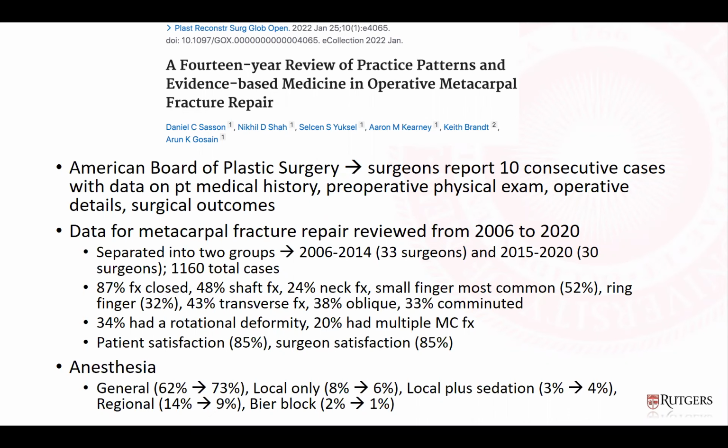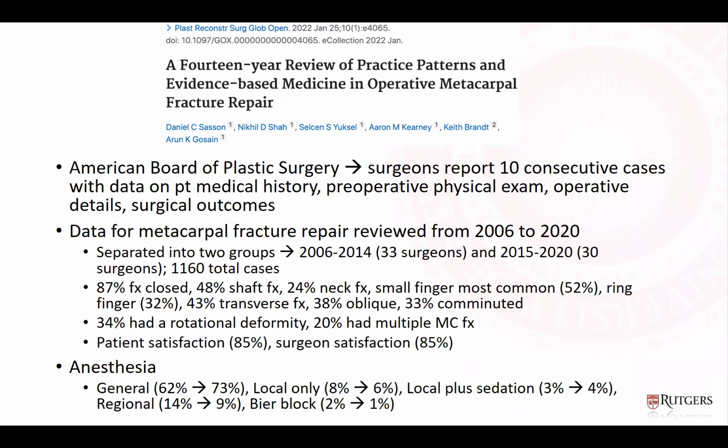They were separated into two groups, 2006 to 2014 and 2015 to 2020. There were 1,160 total cases. 87% of them were closed, 48% were shaft fractures, 24% were neck fractures, with the small finger being most common, followed by the ring finger. There was a pretty good range of transverse, oblique, and comminuted fractures. 34% of these, and these were all operative, had a rotational deformity, with 20% having multiple metacarpal fractures. And there was about 85% patient satisfaction as well as surgeon satisfaction.